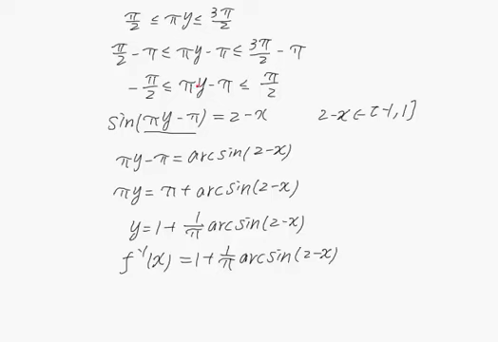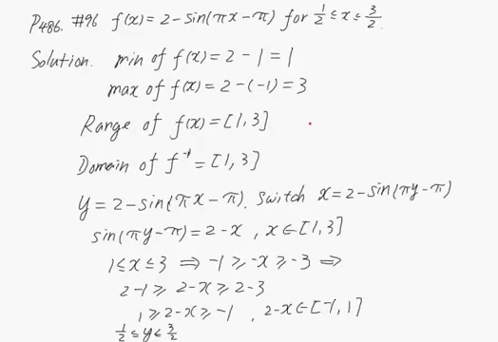Here I go over all the steps. To justify, we can just take the arc sine of both sides. But actually, the problem already guarantees all these steps. When the problem says this x is between 1/2 and 3/2, then this just means this pi x minus pi must be between negative half pi and half pi. So you don't need to worry about the range and the domain.